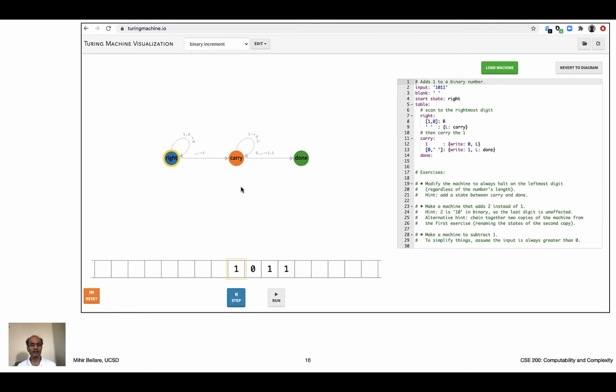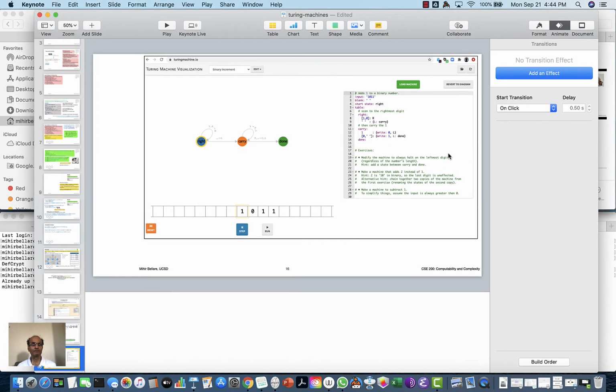Here's one where it'll show you state diagrams. It'll show you the tape and what happens on the tape. And here you can, again, write code. You can actually program these things. This helps you understand stuff. Okay, end of that.